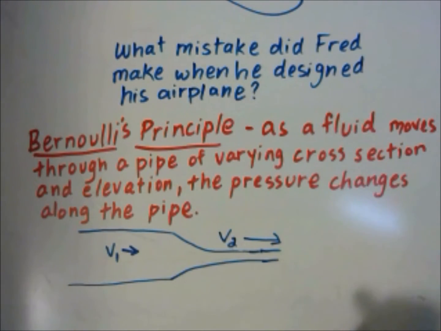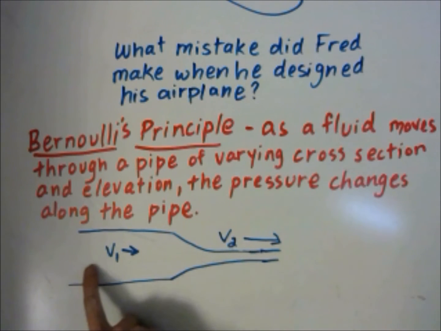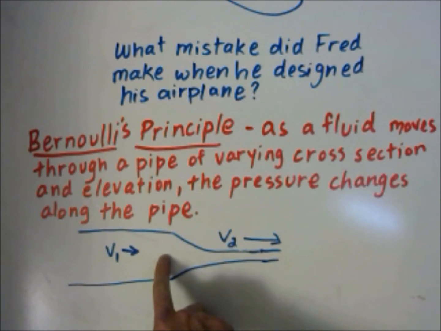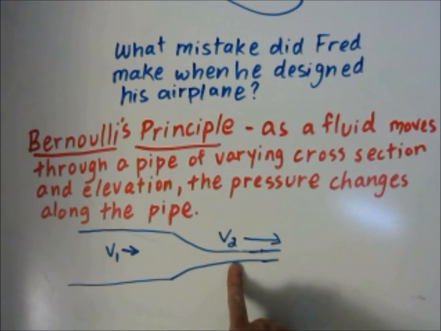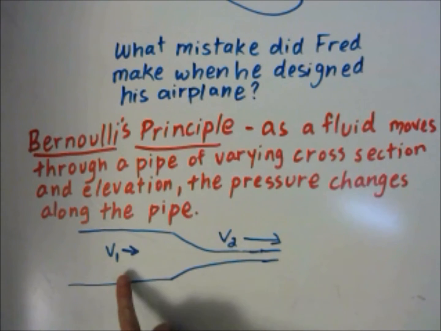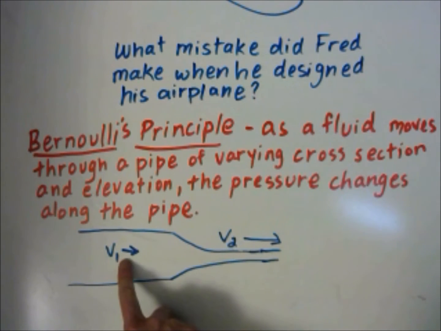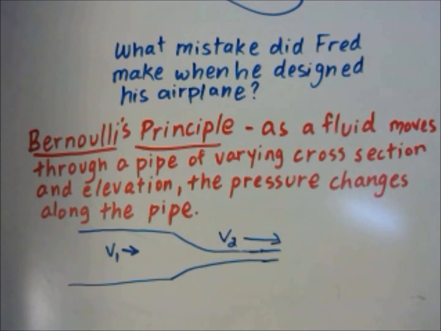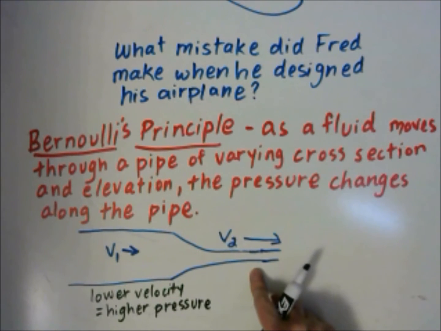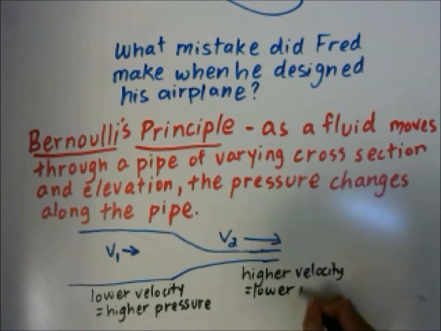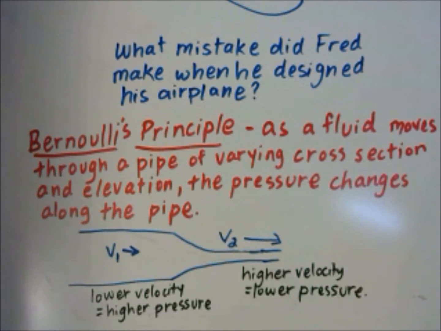So part of Bernoulli's principle, the part about varying cross-section changing the pressure, is related to the continuity equation. If you remember, as the cross-sectional area decreases, the velocity increases in a pipe. So this has a slower velocity than this, and as the fluid flows more slowly, it's going to have a higher pressure. Fluid that flows more quickly has a lower pressure. We'll give a few examples to show how this works.